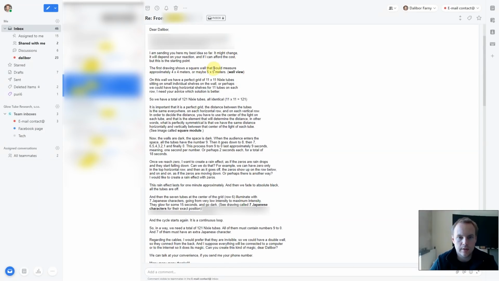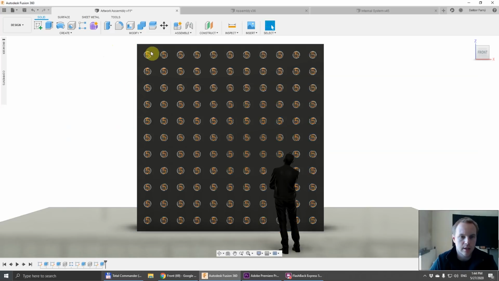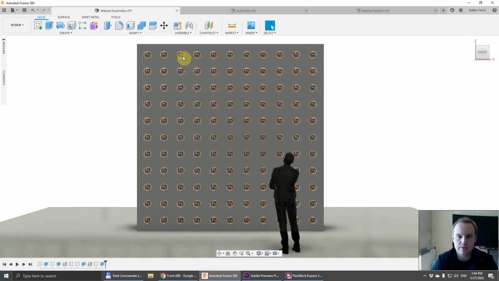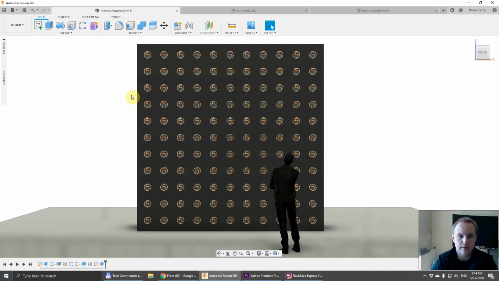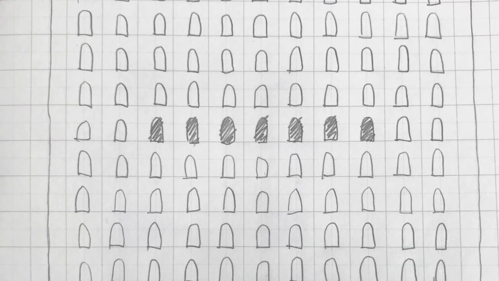The wall would measure approximately 4 times 4 meters, or maybe 5 times 5. So this is this dimension. This is important because with this size we'll have here tens of meters of cables, and because we'll be switching high voltage, there might be some interferences happening. Another one, grid of 11 times 11 Nixie tubes. This means 121 Nixie tubes, and 7 of them will have extra characters.